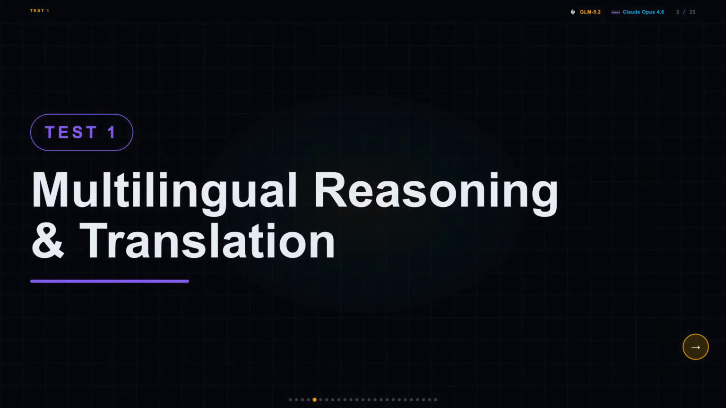Multilingual reasoning and translation. You're shipping a product to Chinese users and your model starts hallucinating in the wrong language. Or worse, it drops context mid-translation and you don't catch it until a customer does. And that's the failure mode we're stress testing here.